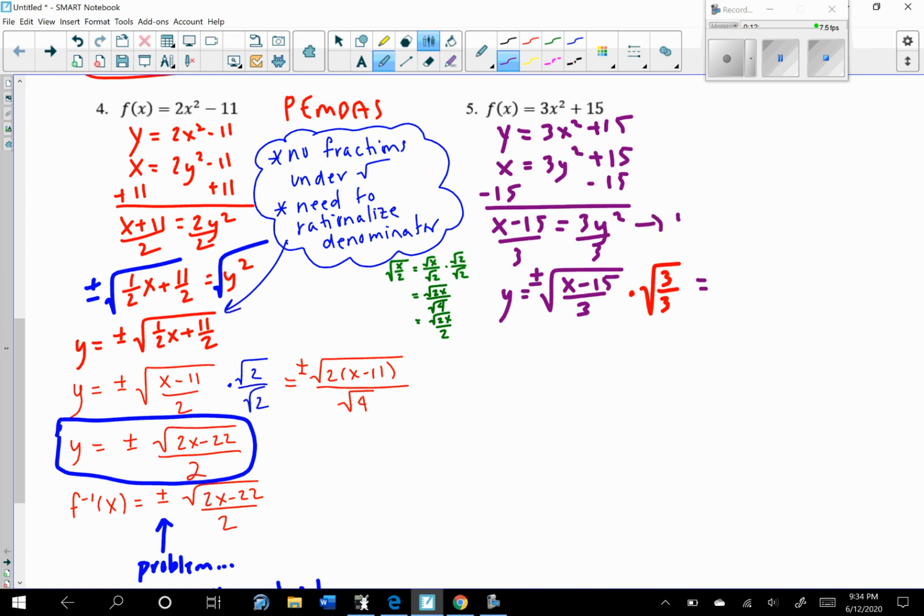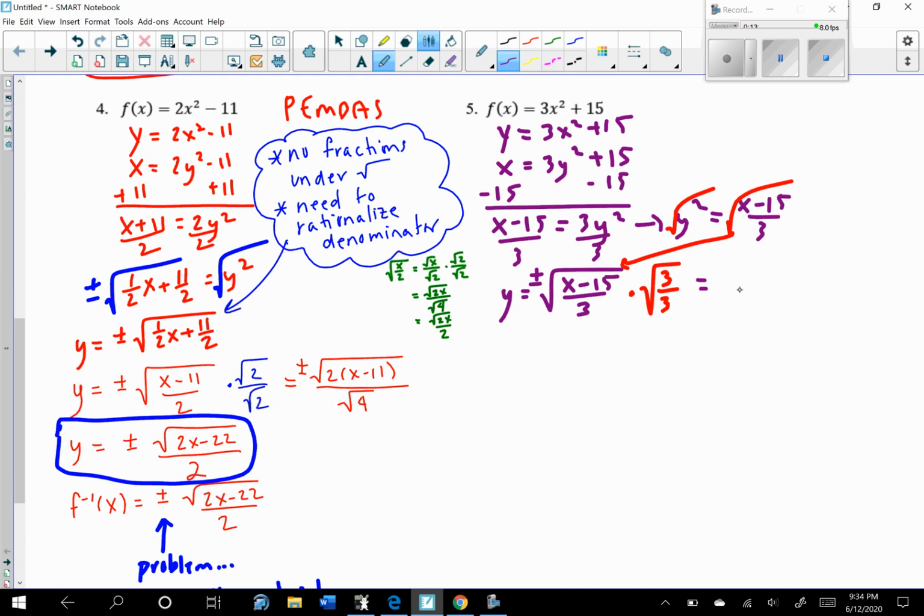This was y squared equals x minus 15 over 3, and then we took the square root of both sides. I didn't write that step before. So that gave us this right here.